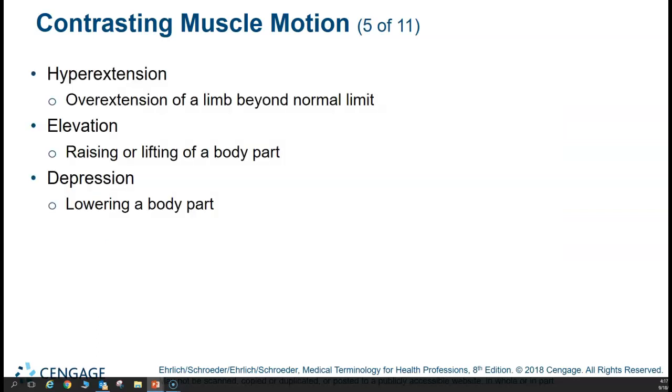So there's a lot of different terminology that you're going to hear when we talk about muscle motion. We have hyperextension, and that's when we overextend our limb beyond the normal point. There are people that are able to do that. Contortionists are able to do that. Elevation is going to be raising or lifting a body part. Depression is lowering the body part.